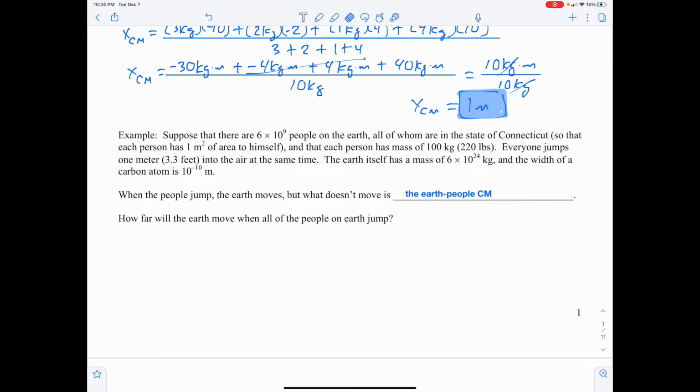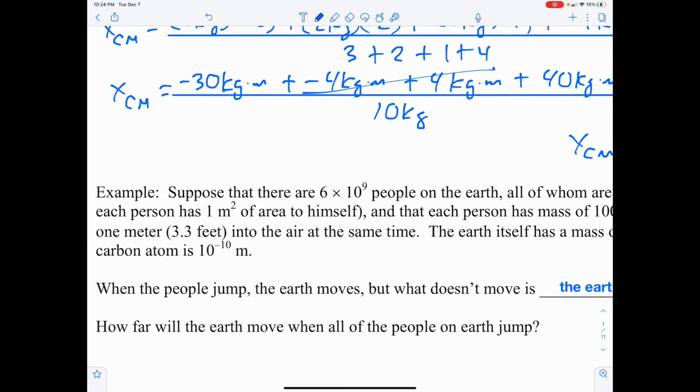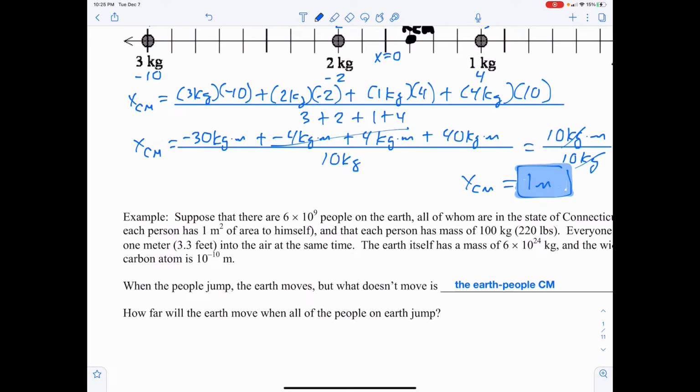So the concept is basically this. In the absence of a net force, when the people jump, they apply a force on the Earth, and the Earth applies a force back on the people that are jumping. There's no external forces acting on the system other than that. Therefore, a couple things happen. 1, energy is conserved. 2, momentum is conserved. And 3, the position of the center of mass is conserved. It stays in the same place, so it's not going to move.